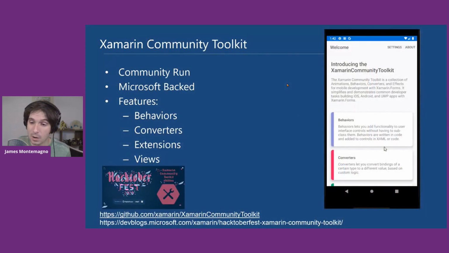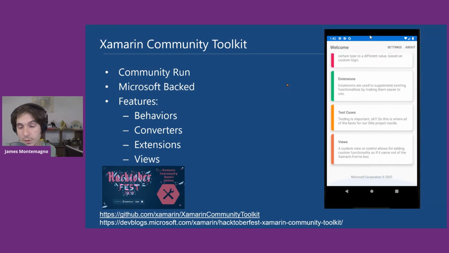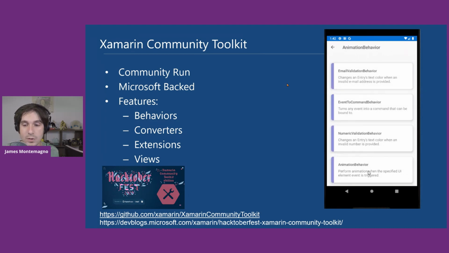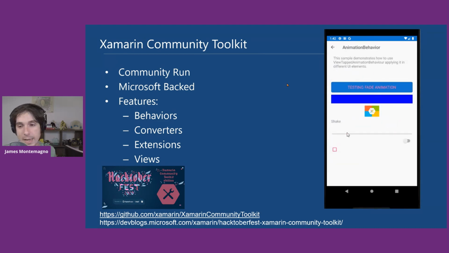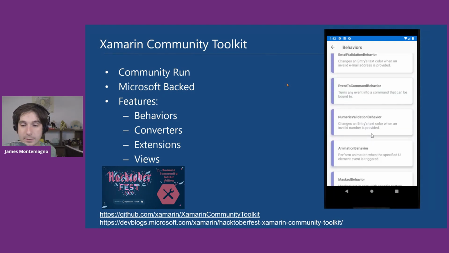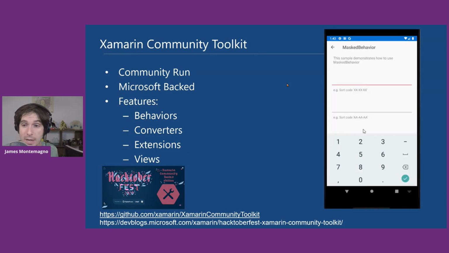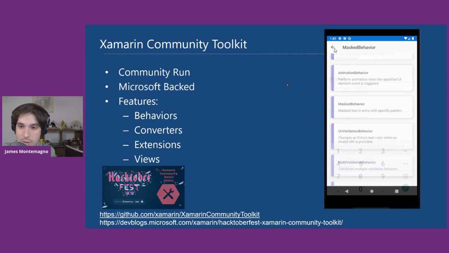Some other things I wanted to talk about was the Xamarin Community Toolkit. So this is really awesome. It's community run, backed by Microsoft and developers and teammates here. And it's a bunch of different awesome behaviors, converters, extensions, and views for your application with Xamarin Forms. So here I have a short video, but there's all sorts of goodies that you can install. So things like animation behaviors that you can attach, some shake things going on here, different slide animations that you can add. There's also a masked behavior, so you can mask your text when you do entries.